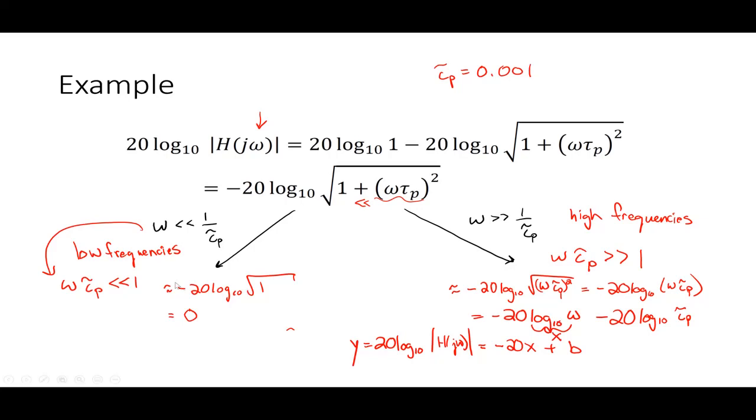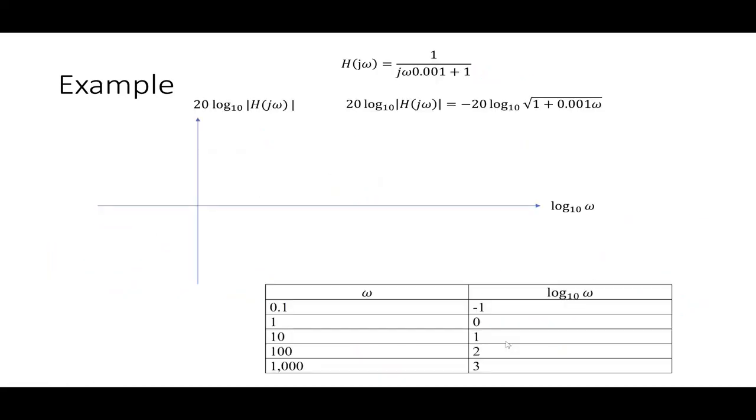What I'm finding is that for really low frequencies, 20 log of the magnitude is basically equal to 0. For high frequencies, it looks like 20 log of the magnitude is something that decreases, right? It's going down. So as omega goes up, this thing is going to go down. Let's see what that means by plotting this.